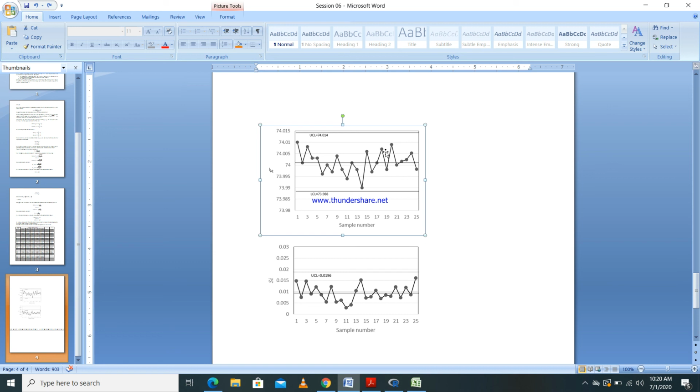Okay, so I hope you understand how to construct the X bar chart, S chart, R chart manually when you are given a data set, by reading the factors from the factor table. So we will discuss constructing control charts further in the next session, and thank you so much.